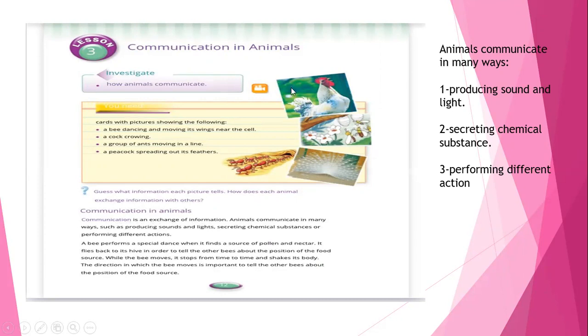Okay, now we have three ways. Here are the three ways, but I wrote them here as points. We have three ways animals communicate. The first way, اللي هي producing sound and light. أول طريقة إن الحيوانات تتواصل مع بعض اللي هي producing sound and light. إنها تنتج صوت أو ضوء.